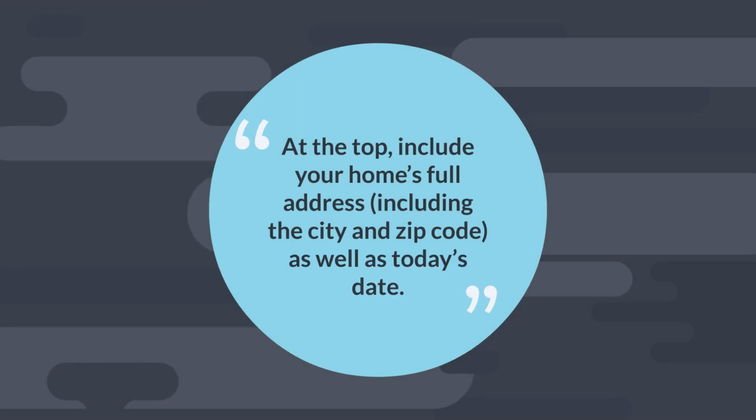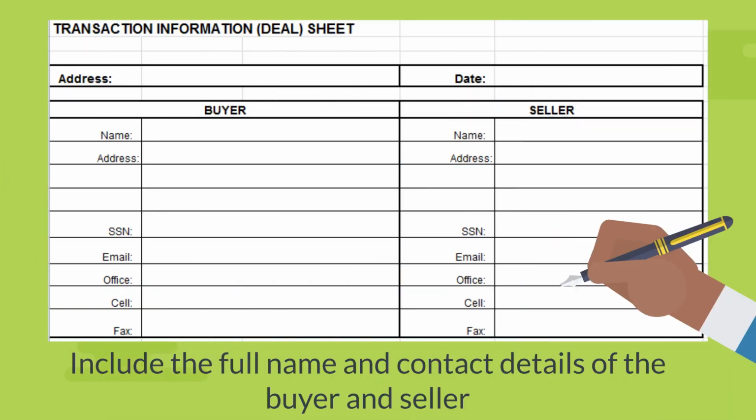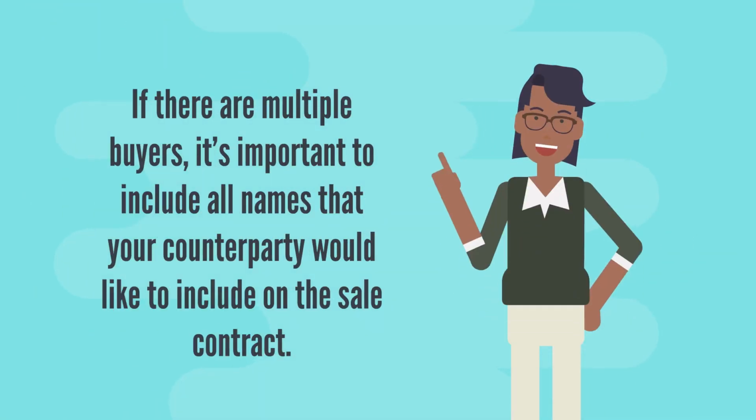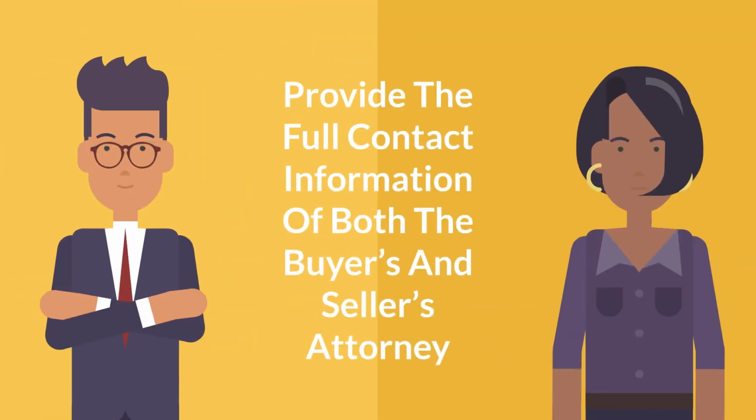At the top, include your home address, including the city and zip code as well as today's date. Include the full name and contact details of the buyer and seller. If there are multiple buyers, it's important to include all names that your counterparty would like to include on the sale contract. If you don't have the buyer's social security number, you can simply write "on file with attorney" in that section. Provide the full contact information of both the buyer's and seller's attorney.